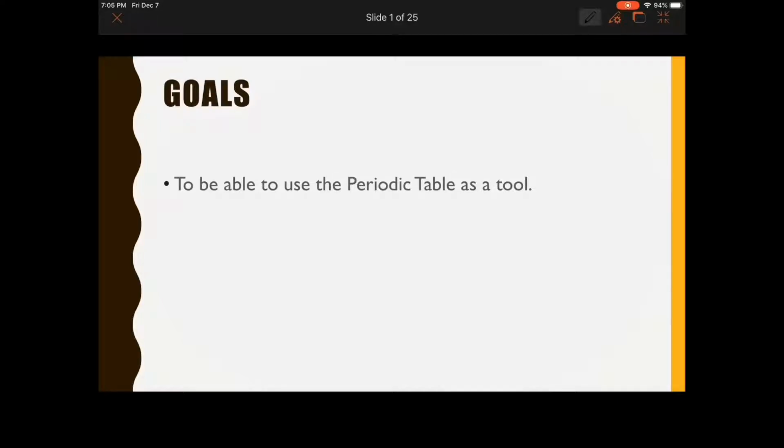So I have provided you with a blank periodic table in this module. If you want to go ahead and print that off, or try to color it in on your computer as we're going along with this, that will be a very useful tool for you to have in the future. By the end of this lesson, you should be able to use this periodic table as a very important tool.